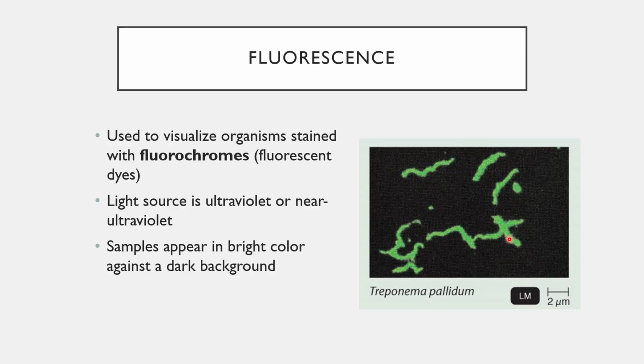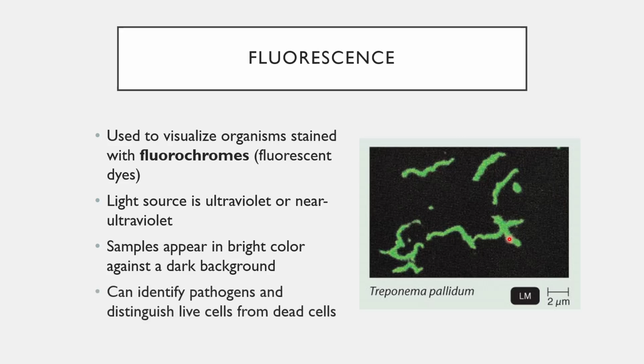Certain species of bacteria can be effectively stained and detected with this technique, so it can be used to identify pathogens. For example, Treponema pallidum is the species of bacteria that causes the STD syphilis. And in this image, it has been fluorescently stained and dyed so that it's visualizable.